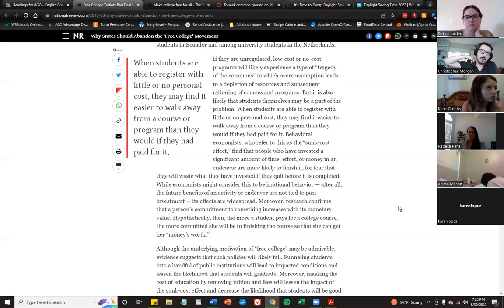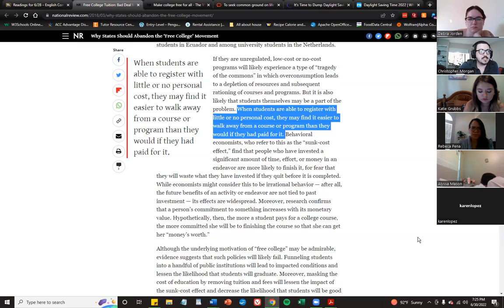Now, there are parts of this, again like Bernie, where she's sort of using logical language, and she's even at the end deferring to research, right? A little vaguely, "research confirms." I'd like to know a little bit more about this research. But what she's doing here, especially right in the middle, is speculating. She's telling us a story about what free things mean to people versus what things people pay for mean to them, right? That's pathos, right? When students are able to register with little or no personal cost, they may find it easier to walk away. It's purely speculation, right?